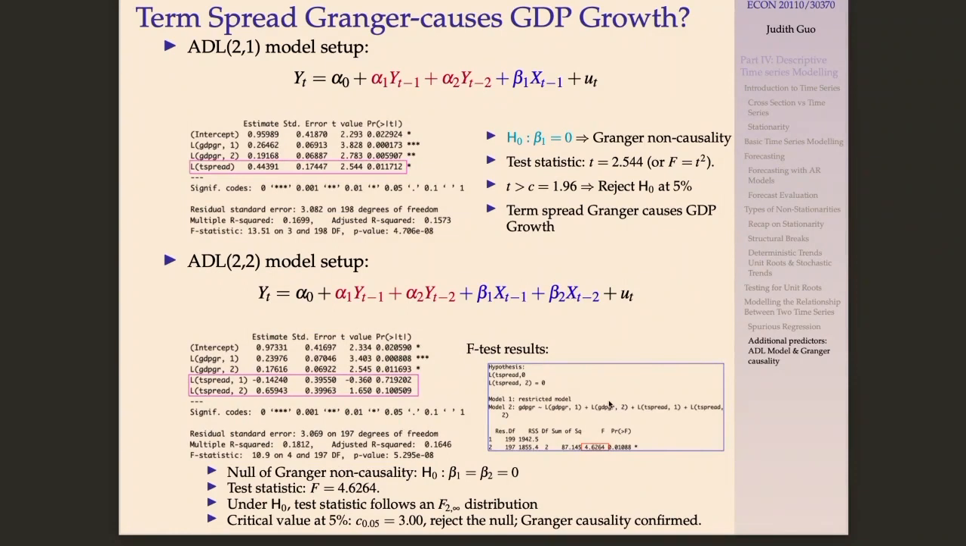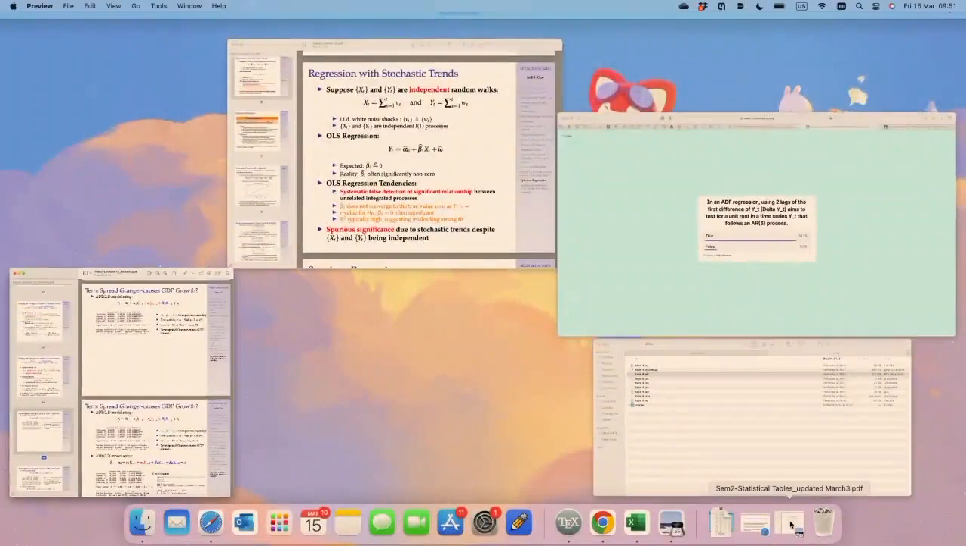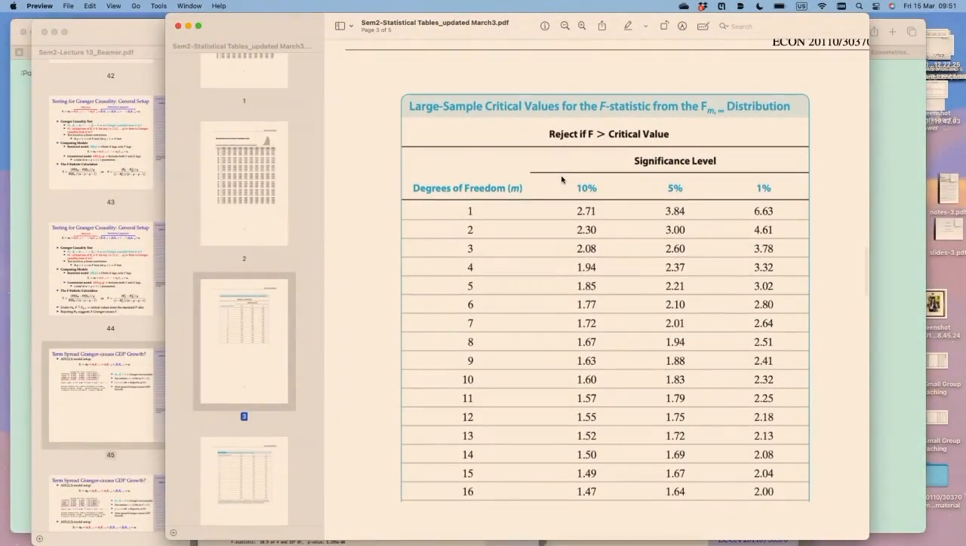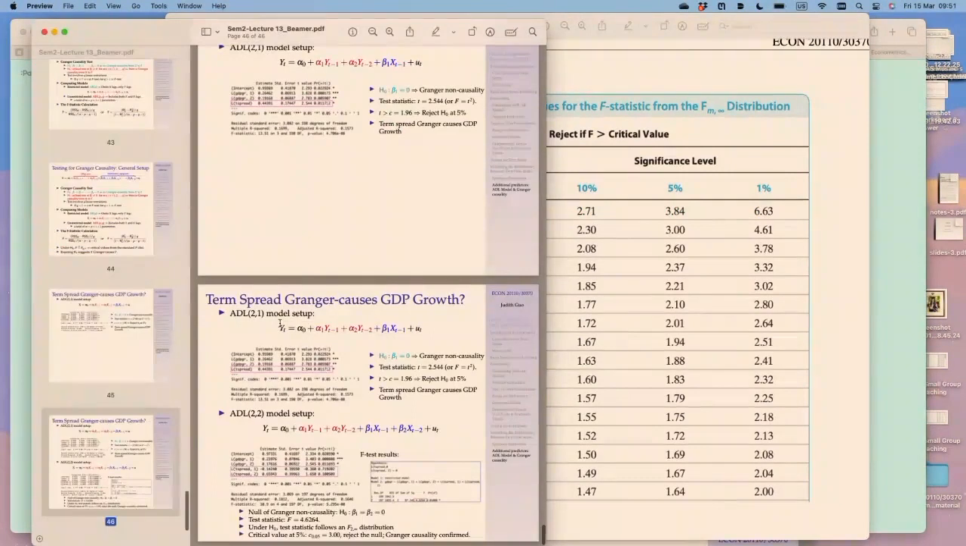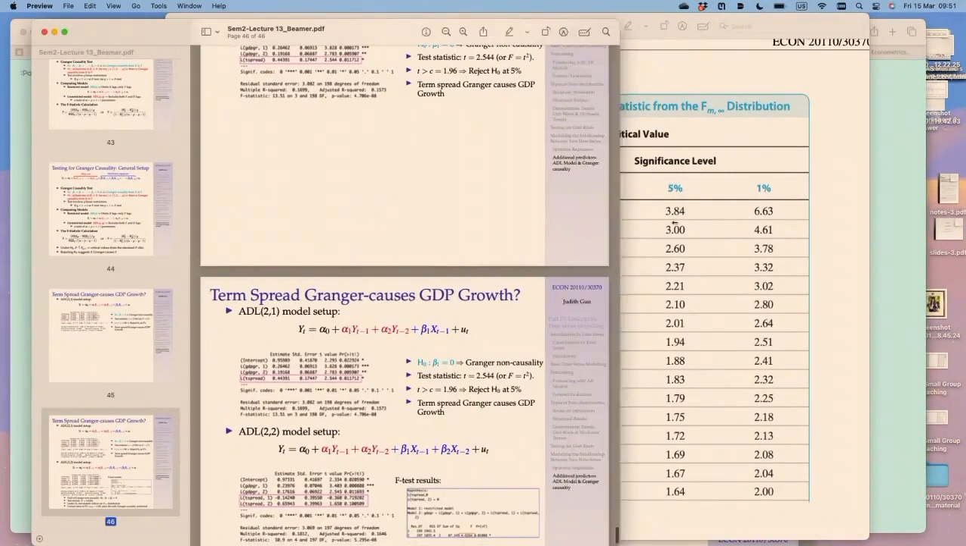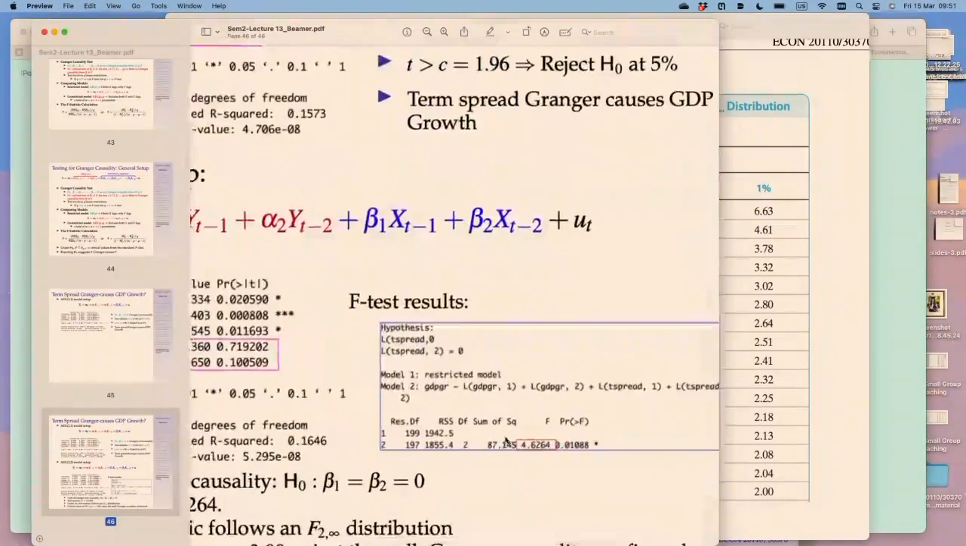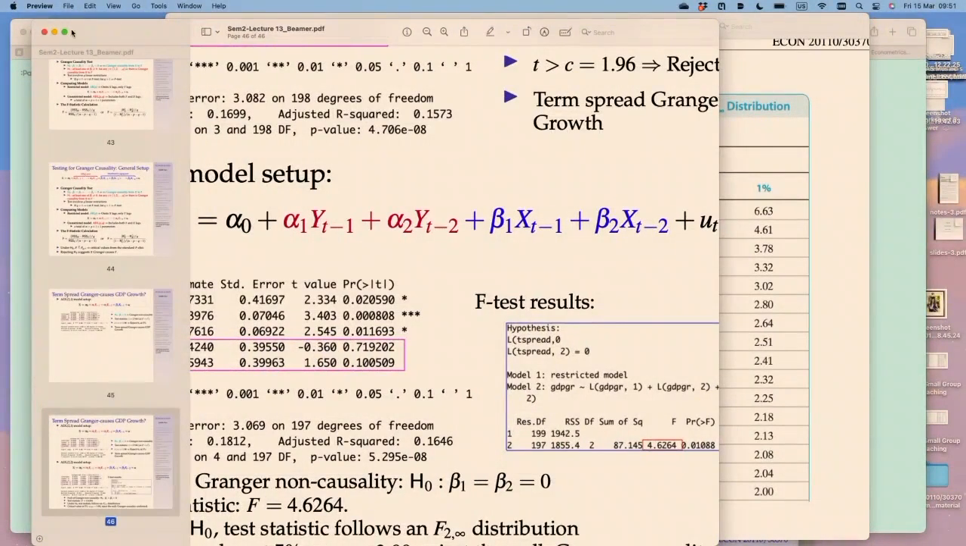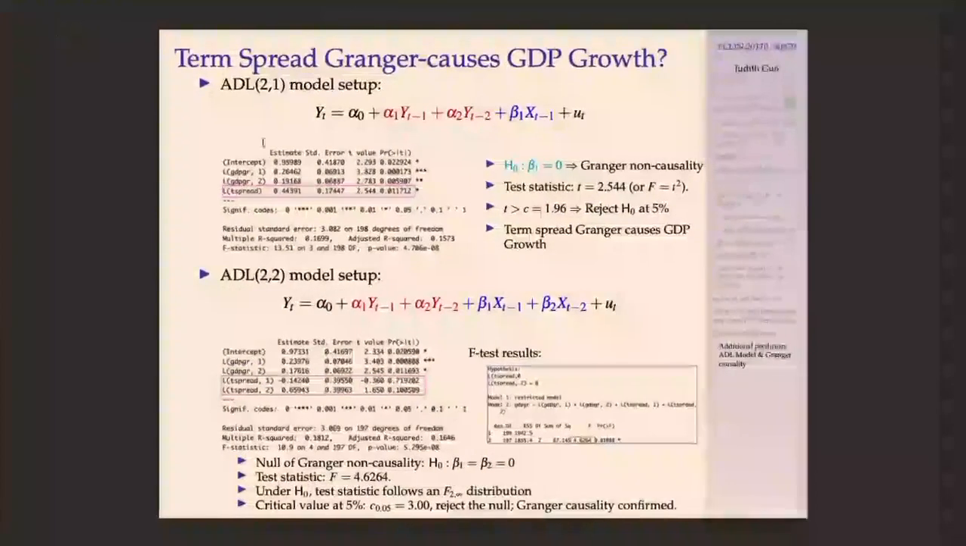To find the critical value, you just look at the usual F table. Given that we're testing 2 restrictions, we should read the value on the row where n is 2. For 5%, the critical value is 3. So since our F statistic of 4.6 is larger than 3, we would reject the null hypothesis at 5%, again confirming Granger causality.